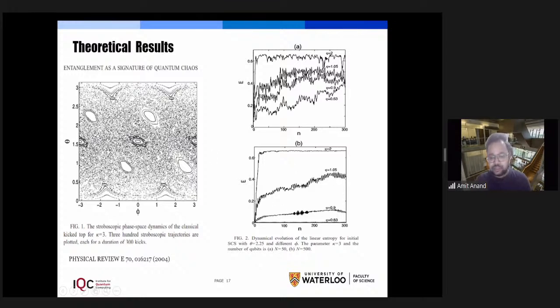The lower plot is for 500 qubits, where theta is 2.25 and phi is 0.63, that is, at the center of this island. For that, the linear entropy always remains low, close to 0. But as we go out of this point, around phi equal to 0.9, there is some entanglement generation in that state. Phi 1.05 is the edge of chaos, and for this there is more entanglement.